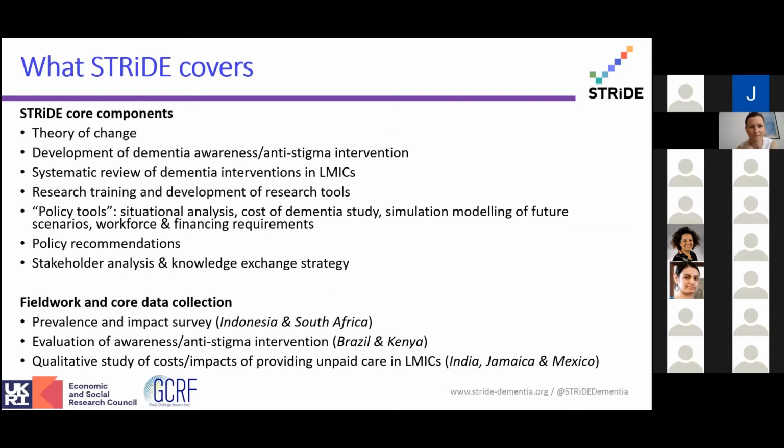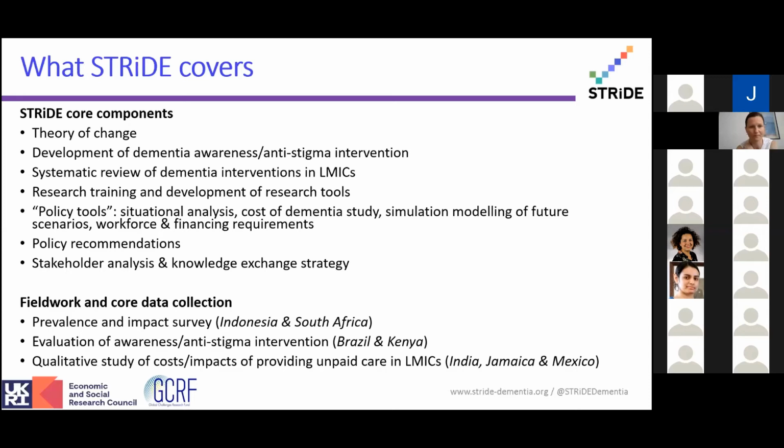So we have work on a prevalence and impact survey, which is 2,000 households in Indonesia and South Africa. We're doing work on an awareness and anti-stigma intervention for dementia in Brazil and Kenya. And there's work on the costs and impacts of providing unpaid care. So this is care by family members for people living with dementia in India, Jamaica, and Mexico.